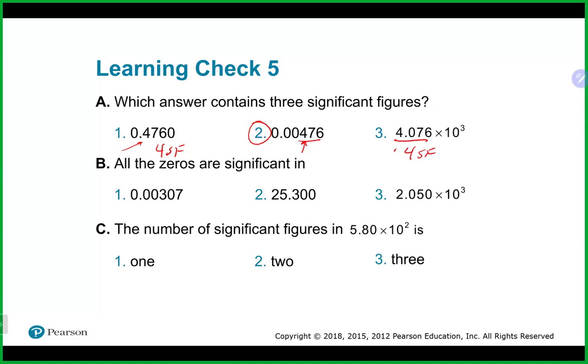We're looking for, in B, where all the zeros are significant. So are all the zeros in this number significant? They're not, because we don't start counting until the 3, which eliminates the ones that came before it. How about here? Are all these zeros significant? They are, yes. How about here?